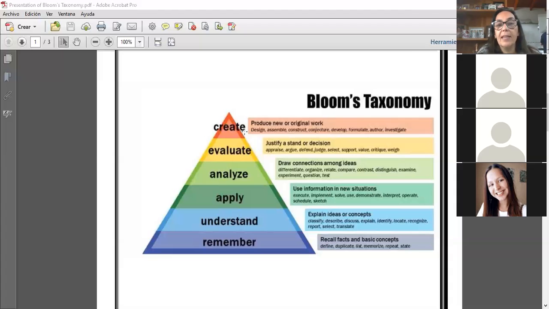Evaluation. There it says evaluate. Justify a stand or a decision. Appraise, argue, defend, judge, select, support, value, critique, and weigh. What do you think about this?